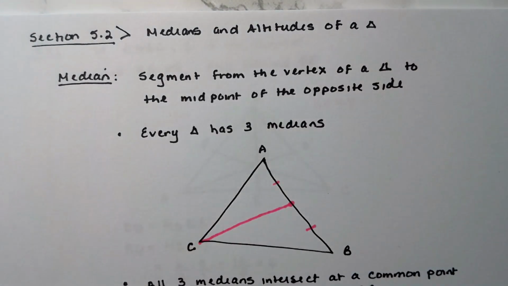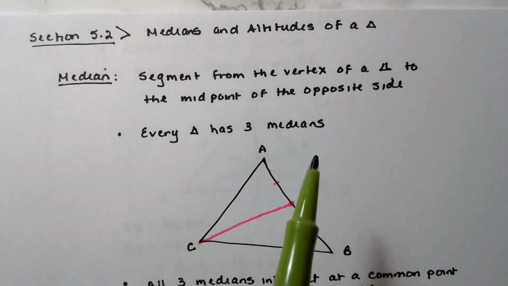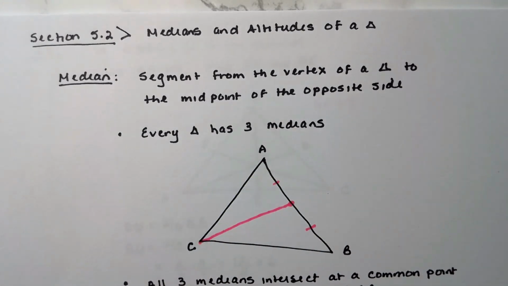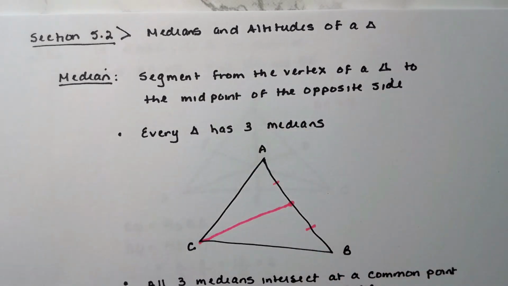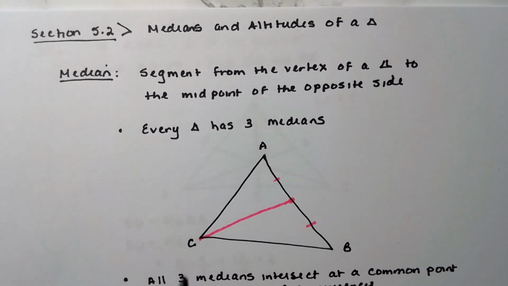Okay guys, so today we're going to go over section 5.2 from your book, medians and altitudes of a triangle. I'm going to do two separate videos. This one's just going to be on medians. I'll do the altitudes next. And then you'll have a worksheet to work on tomorrow in class.